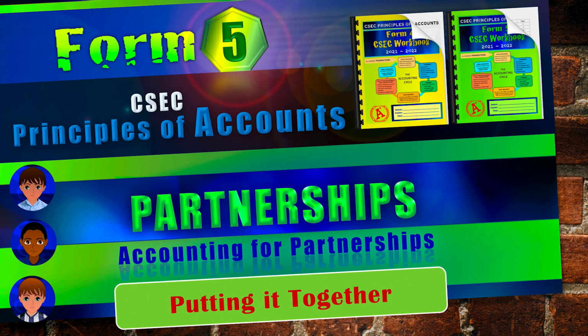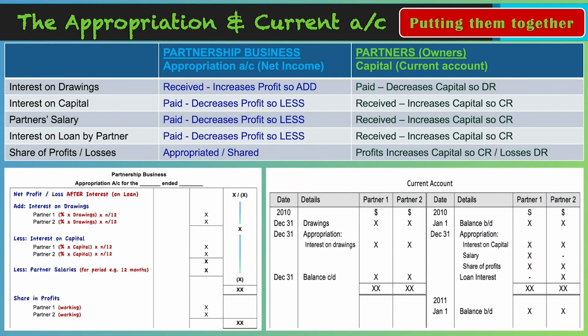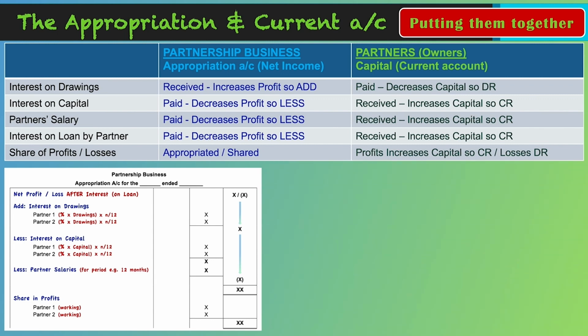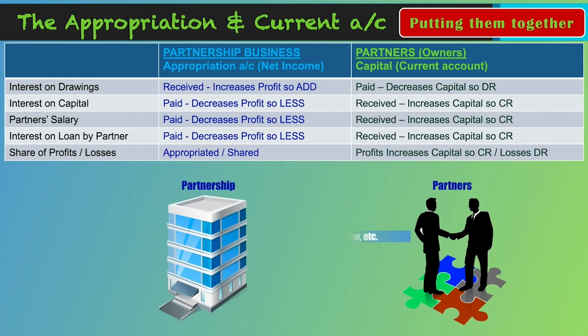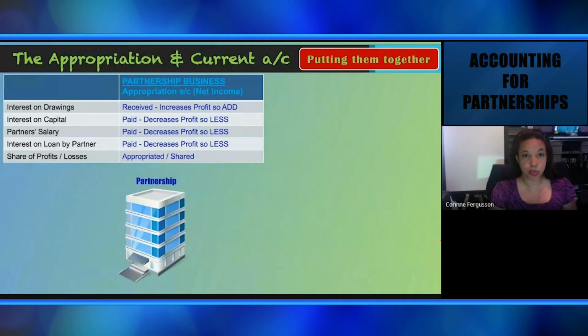We're going to be putting it together in terms of, we did the appropriation account. We have added the capital and the current account. So just a review. Remember that we have the partnership business, and the appropriation account is the partnership business appropriation of profits from the partnership's point of view.